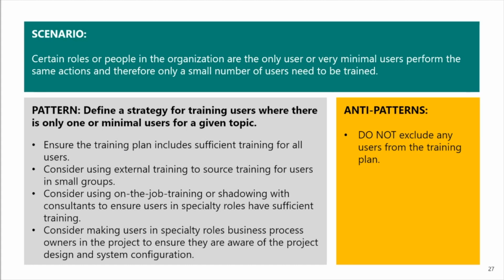Make sure it includes sufficient training for all of your users, but you might consider using an external training source for those users where there's only one or two people, and send them to an external training class to get that training that they need. You might also consider using on-the-job training or shadowing with consultants to make sure that those single users or specialty roles have the sufficient training. You can also consider making users in specialty roles business process owners in the project to make sure that they're aware of the project design and system configuration and they're involved throughout the whole project.